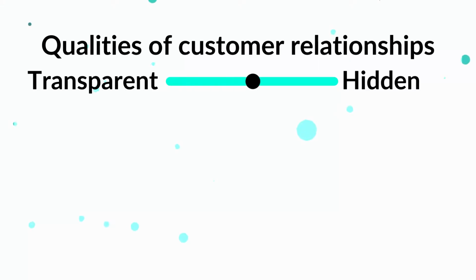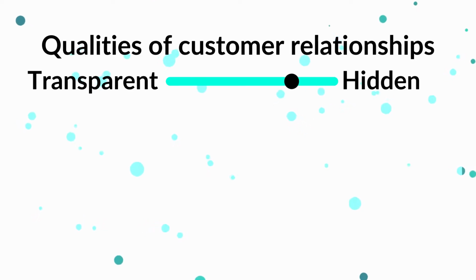Essentially, there are 3 qualities that you can think about when trying to define what your relationship is with your customers and your stakeholders. First off, there's how transparent are you with your customers and your stakeholders? Are you entirely open? Do you show them everything? Or are you hidden off? Do you hide sections? Are you closed off?